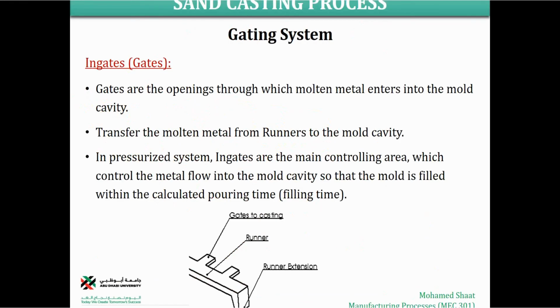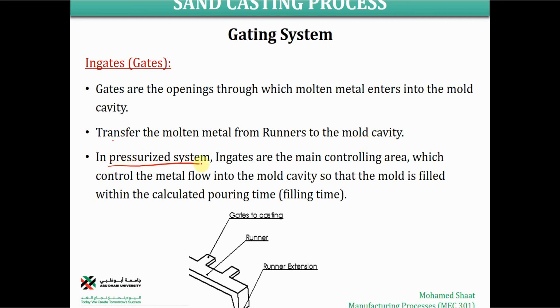We consider that we have multiple gating systems, and this is what we're going to discuss here. Gates are the openings through which the molten metal enters the mold cavity directly. They transfer the molten metal from the runner to the mold cavity. This is the opening directly to the mold cavity from the runner.